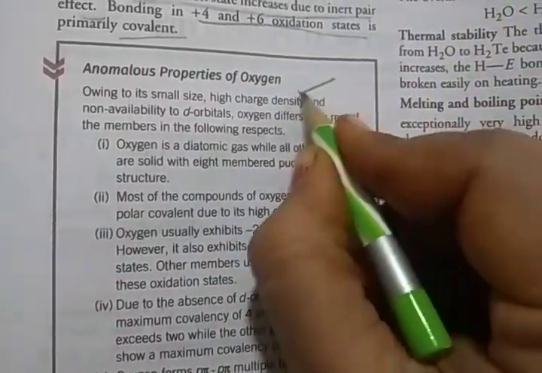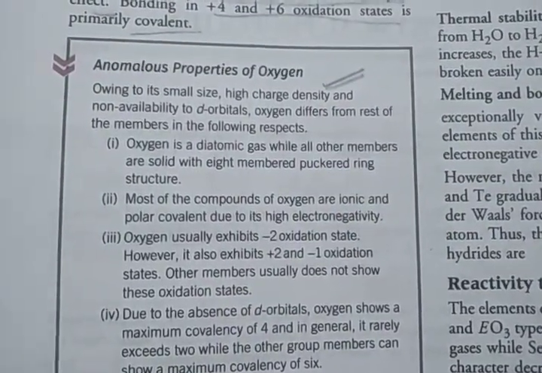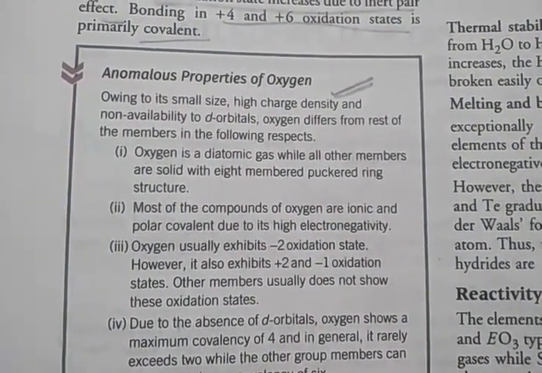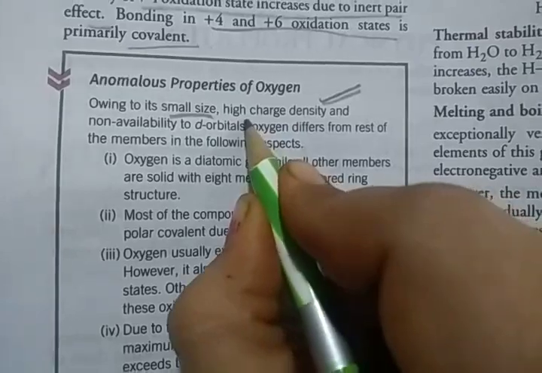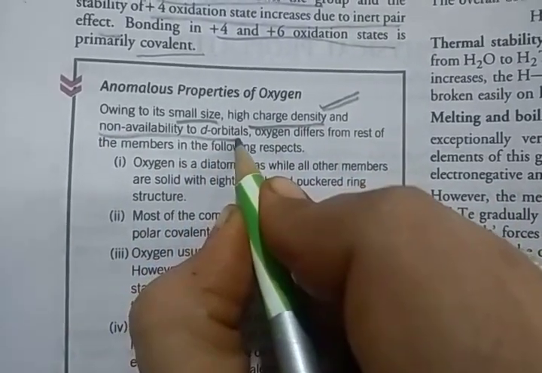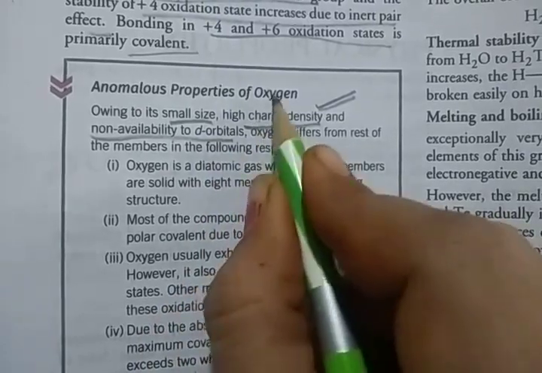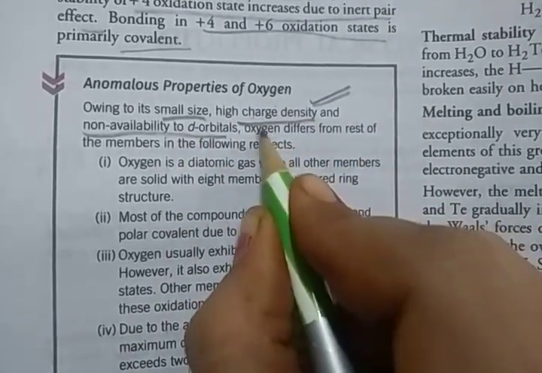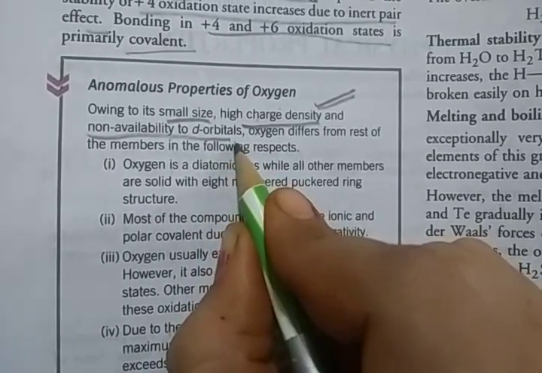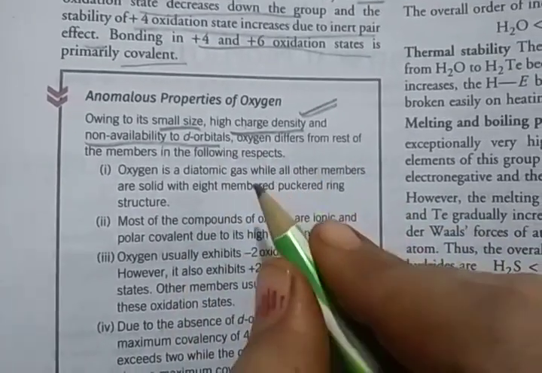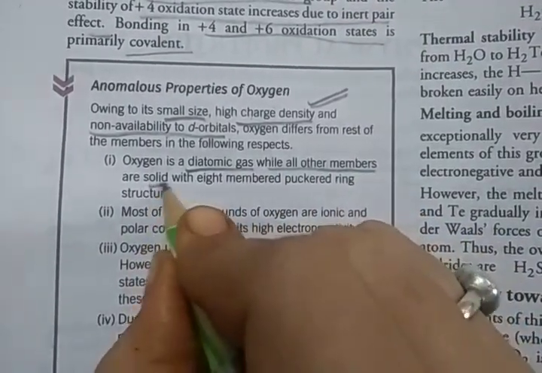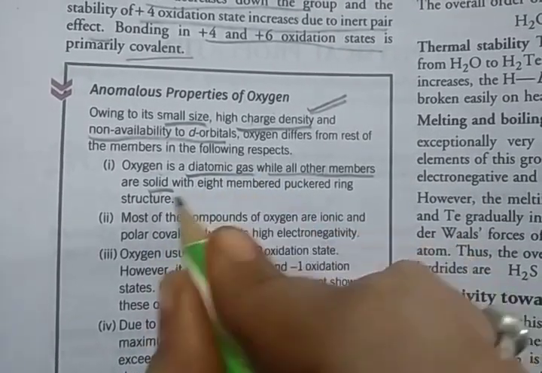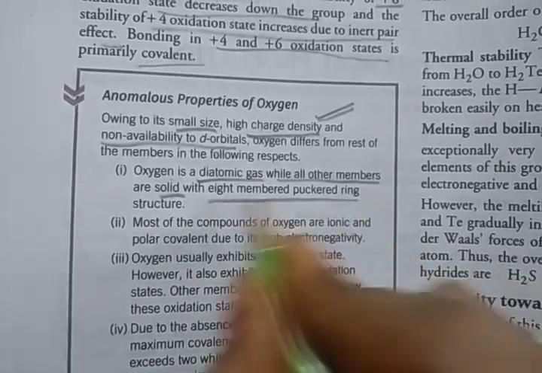Okay, then anomalous properties of oxygen. Anomalous properties means those properties which are different from the other elements. Okay, so see, first is small size, high charge density and non-availability of d orbital. These are the main properties of oxygen, and this differs from the rest of the members. Then oxygen is a diatomic gas while all other members are solid with 8-membered puckered ring structure.